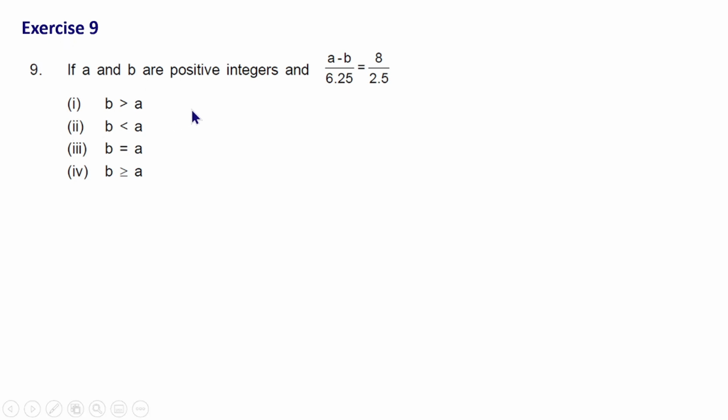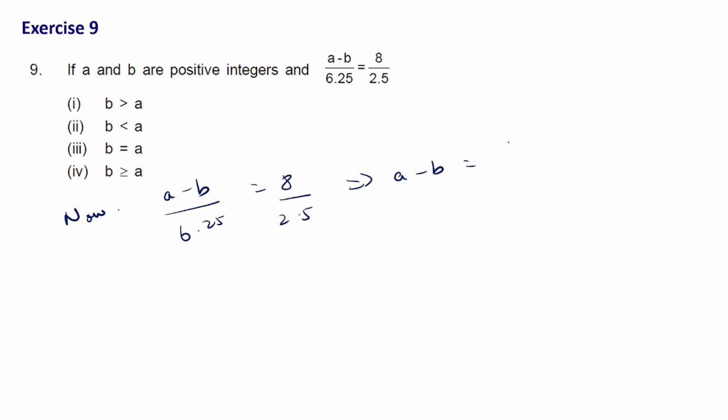Next question, if a and b are positive integers and a minus b by 6.25 is equal to 8 by 2.5, we have to check which option is correct. So now a minus b by 6.25 equals 8 by 2.5. This implies a minus b is equal to 8 into 6.25 by 2.5. So this is equal to 8 into 625 by 250.